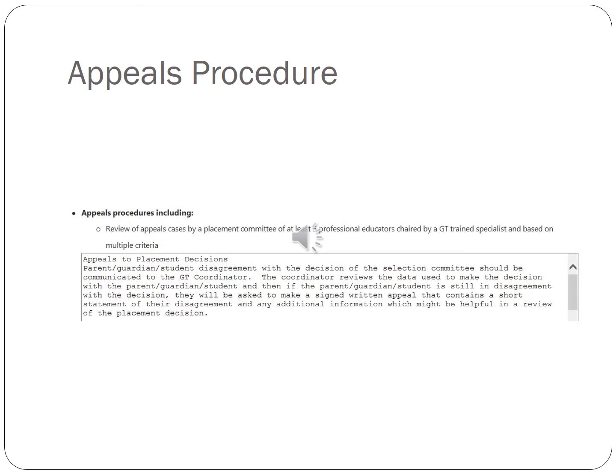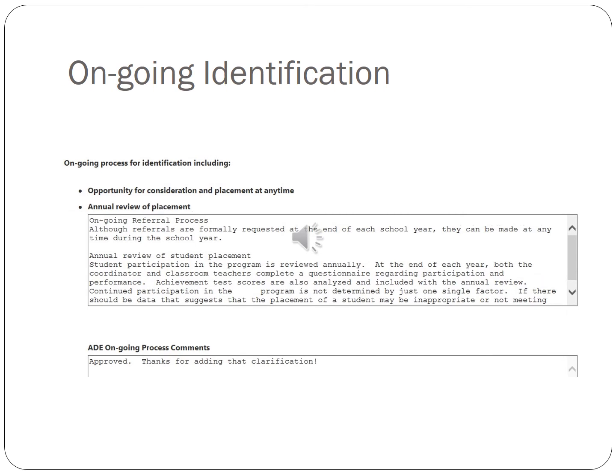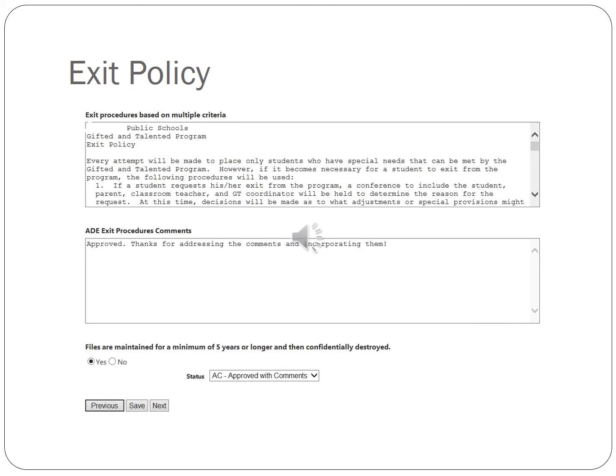Be sure your district appeals procedure addresses GT standards, including number 11, page 18, and 7.03 and 7.05. Describe the opportunities for ongoing identification and annual review of placement by the GT teacher. Describe the district exit policy, which should address number 12C, page 18, 7.03, and 7.05.